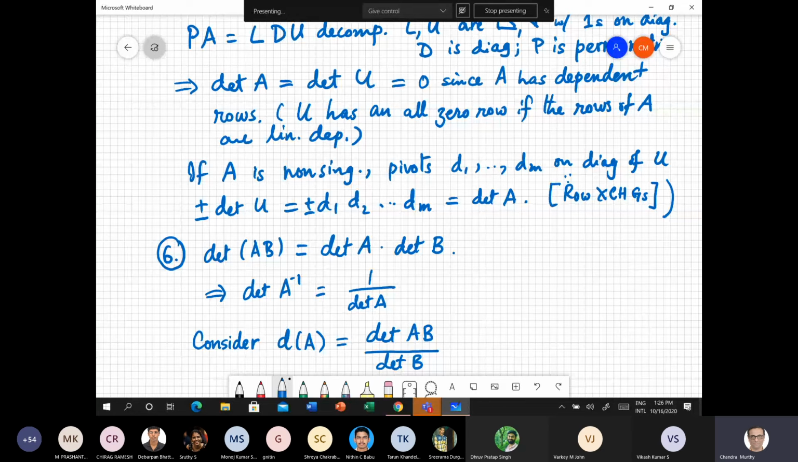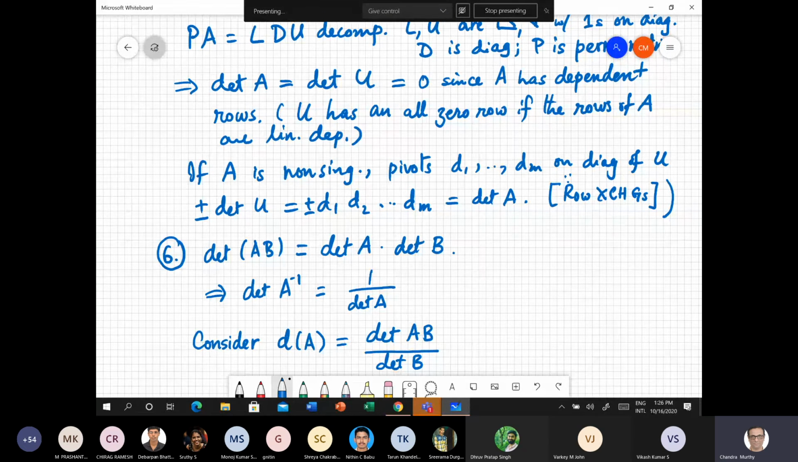if B were singular, then we know that the rank of a matrix cannot increase when you multiply it by another matrix. So if B is singular, or rank deficient, then AB is also rank deficient, and therefore determinant of AB will be 0, and the right side is also equal to 0, because it's determinant of A times determinant of B, which is equal to 0. And so if determinant of B is 0, then the result determinant of AB equals determinant of A times determinant of B is obvious.